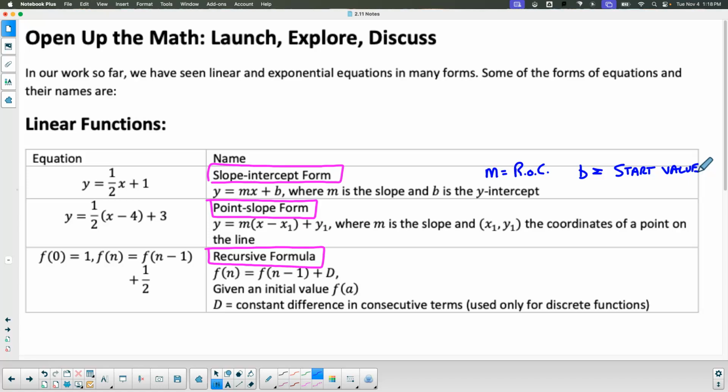Okay, point slope form. What's the M there? That's the slope of point slope form. What's the M? Rate of change again, yep. And the point in the point slope form would be some value that you already have at a certain time frame.